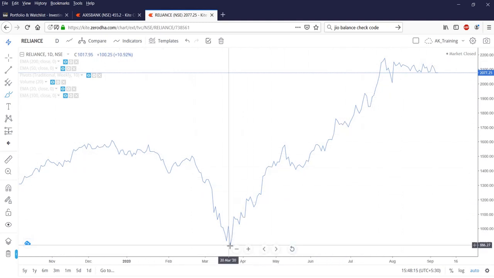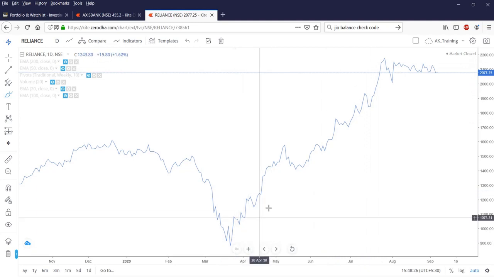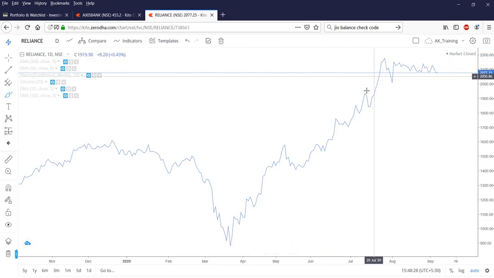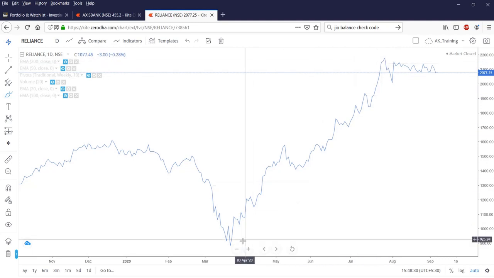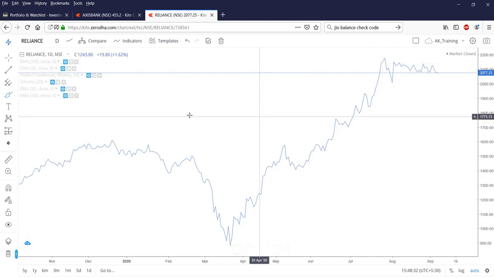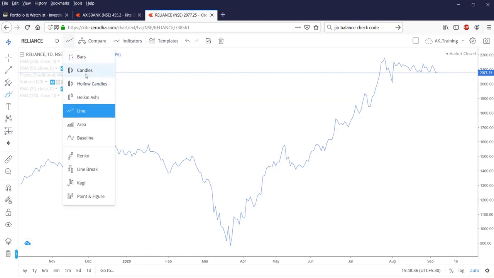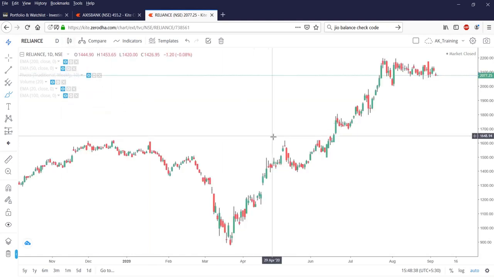For example, from here to here I can see it's a very nice uptrend. The stock has moved from this to this, almost from 895 to almost 2174. It's a huge bullish move. But the candlestick tells me lots of things other than the line chart.